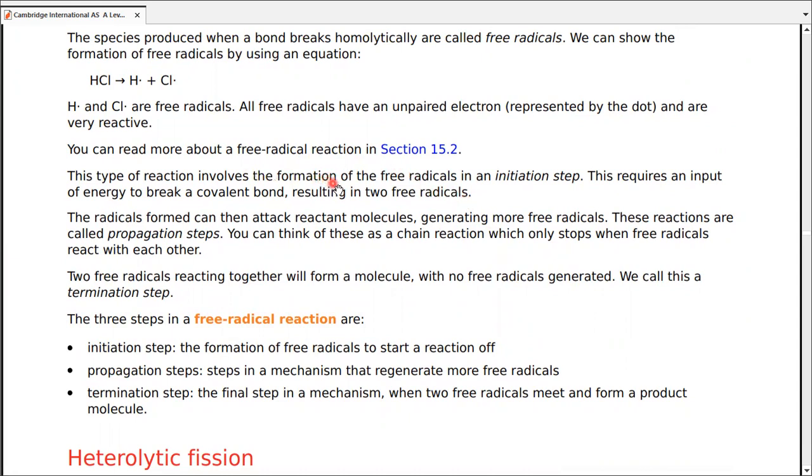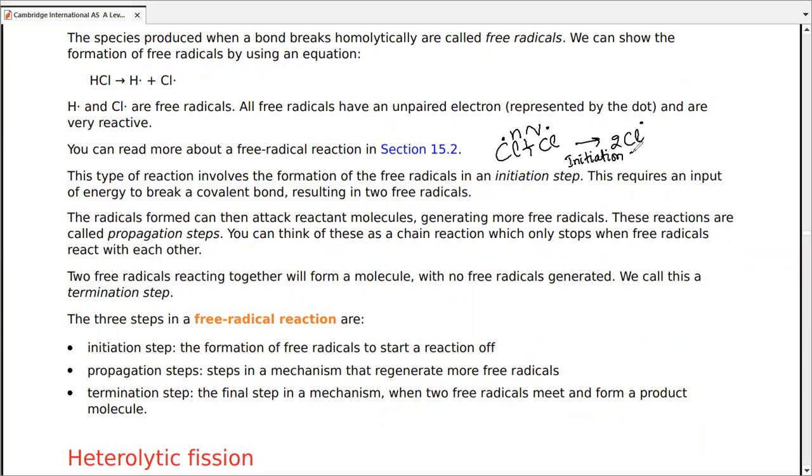Now, the type of reaction which involves the formation of free radicals is usually considered an initiation step. This requires input of energy to break the covalent bond, resulting in two free radicals, which is pretty simple. For example, you have this chlorine molecule. When you break it down, single-headed arrows, this one and this one, are going to keep their own electrons. So it's going to result in two chlorine free radicals. This specific step will then be known as the initiation step.